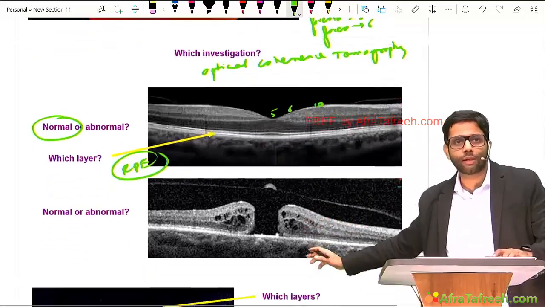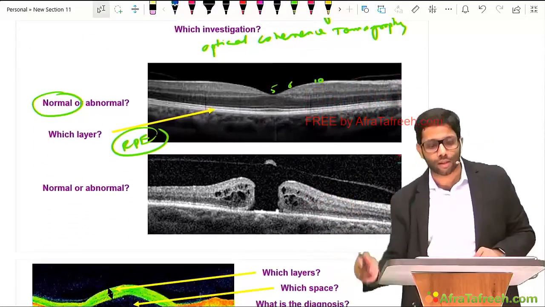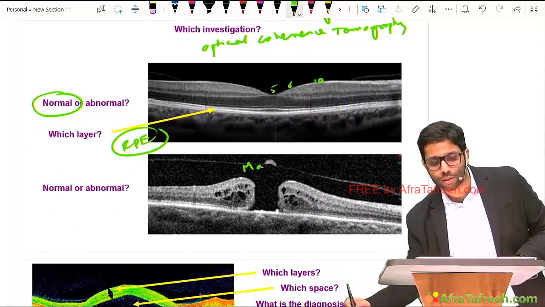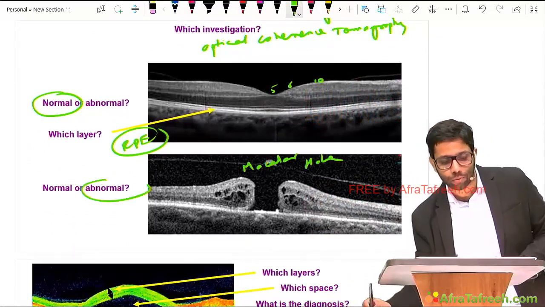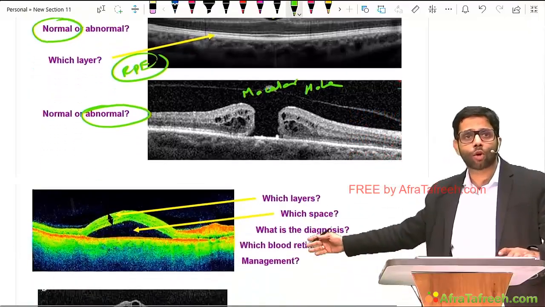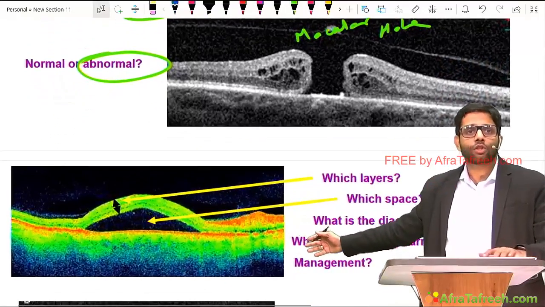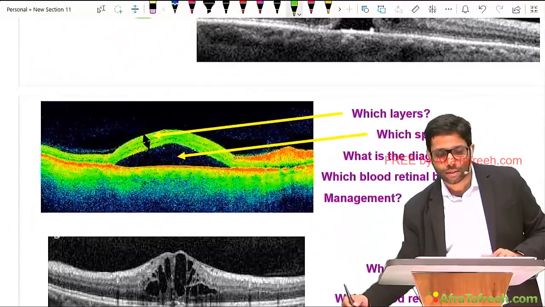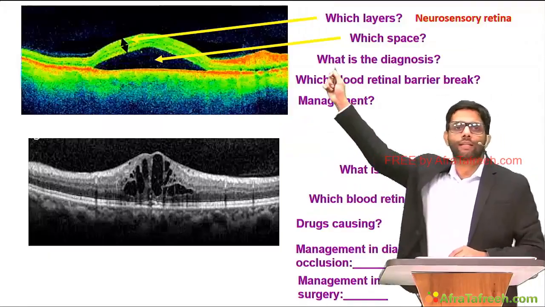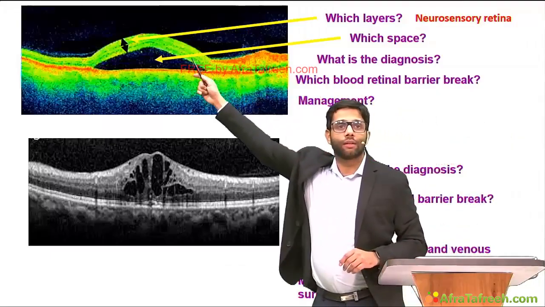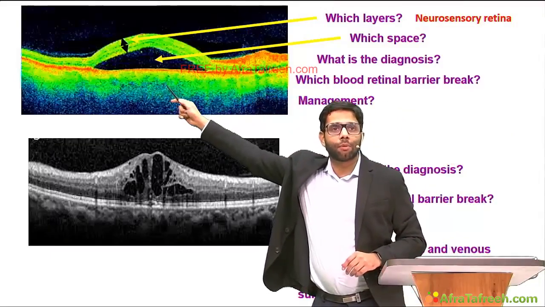But you look at this OCT scanning only for the central retina, there is a hole. So this is mostly an idiopathic macular hole. It is abnormal. This is normal, this is abnormal. This is also abnormal. What are these layers? These are the neurosensory retina. Neurosensory retina is the inner 9 layers of the retina. The last line is the retinal pigment epithelium.